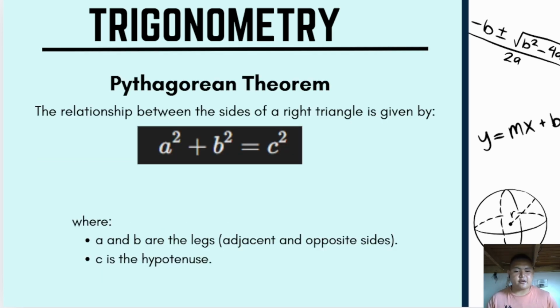We have the Pythagorean theorem. The relationship between the sides of a right triangle is given by a squared plus b squared equals c squared, where a and b are the legs, the adjacent and opposite sides, and c is the hypotenuse. So let's have an example.